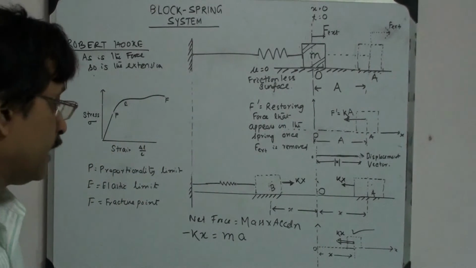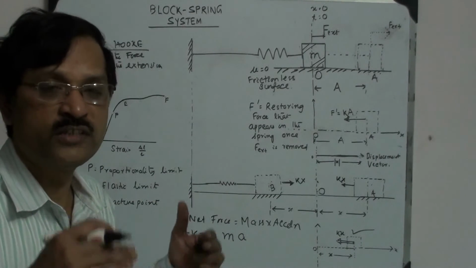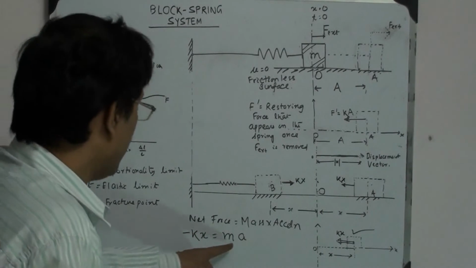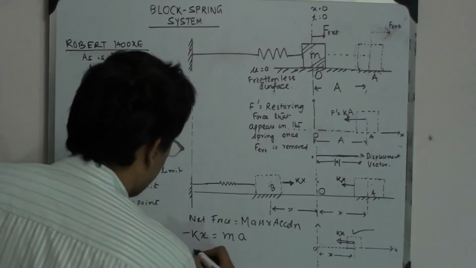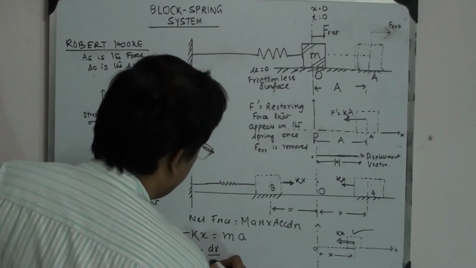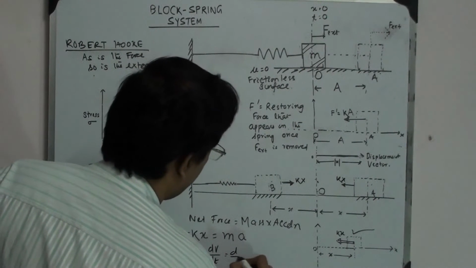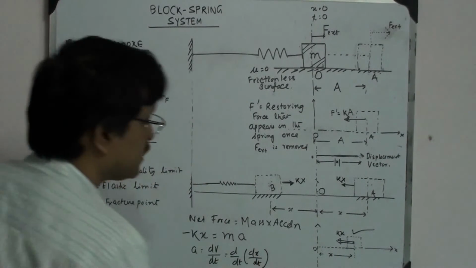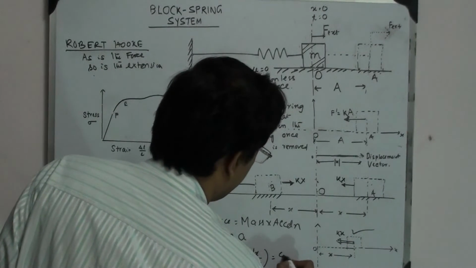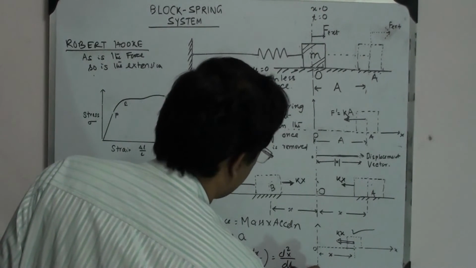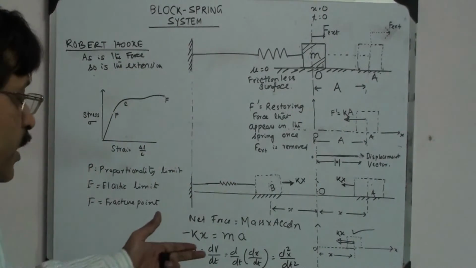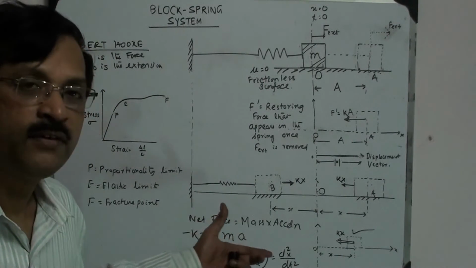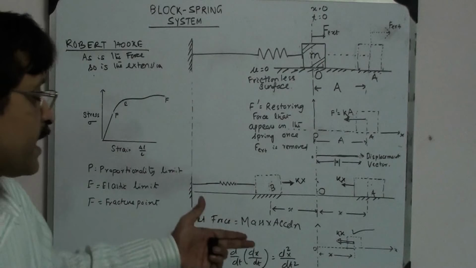We all know that acceleration is the rate of change of velocity, which in turn is the rate of change of displacement. So a is equal to dv by dt, or is equal to d by dt of dx by dt, where x is the displacement. This is equal to d square x by dt square. This is a very well known identity. The acceleration of the body is the double derivative of displacement. It is d square x by dt square.